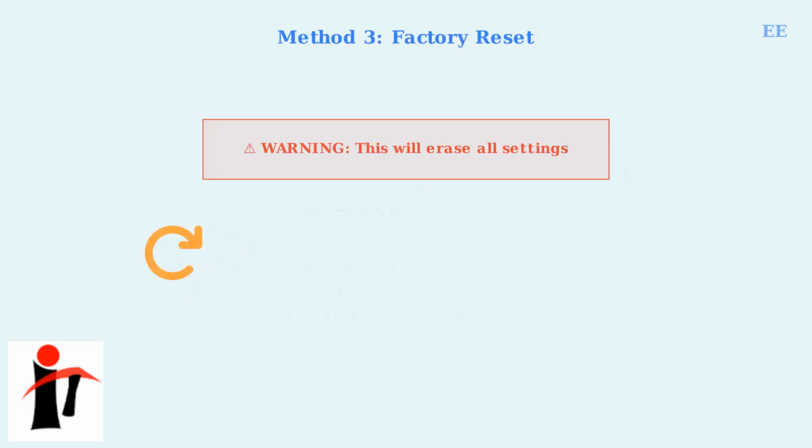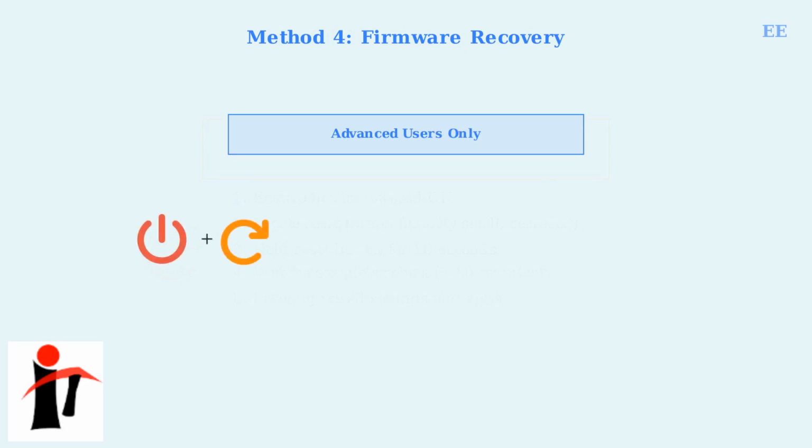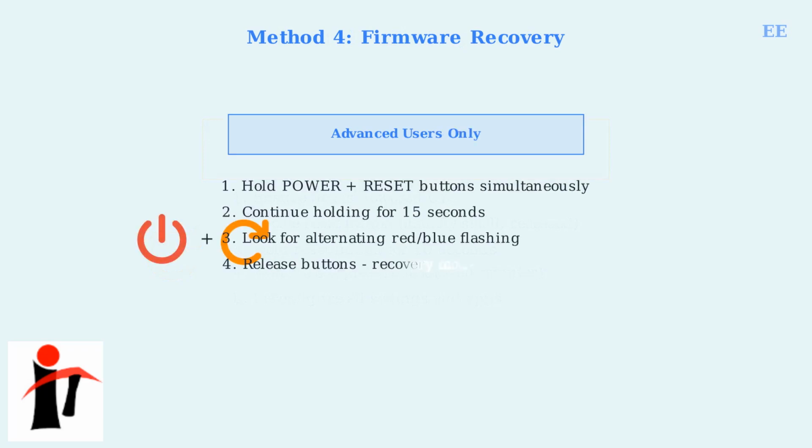For more persistent issues, a factory reset may be necessary. Warning, this will erase all your personalized settings and downloaded apps, so use this as a last resort. For advanced users dealing with software corruption, firmware recovery mode can reinstall the system software. This is a more technical solution that takes 15 to 30 minutes to complete.